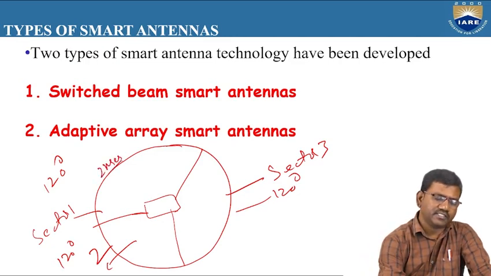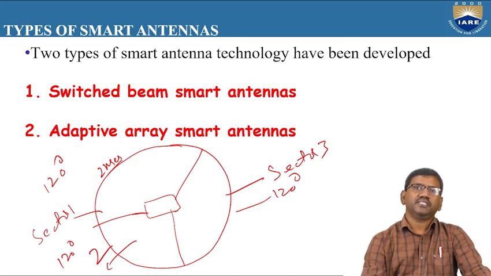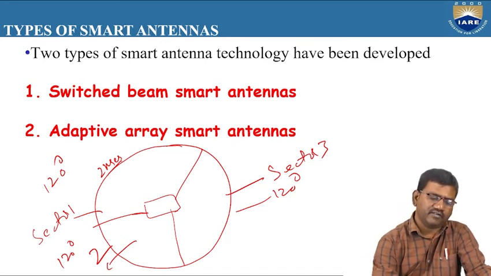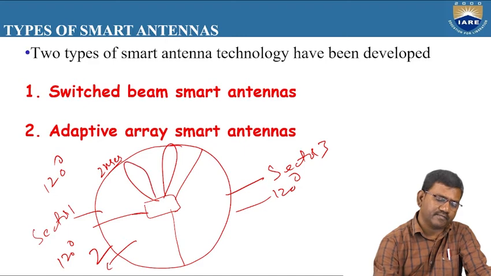So in the switched beam system, the radiation beams produced by the smart antenna system are predefined and fixed. They cannot be changed. That means in sector 1, see here there are three beams.